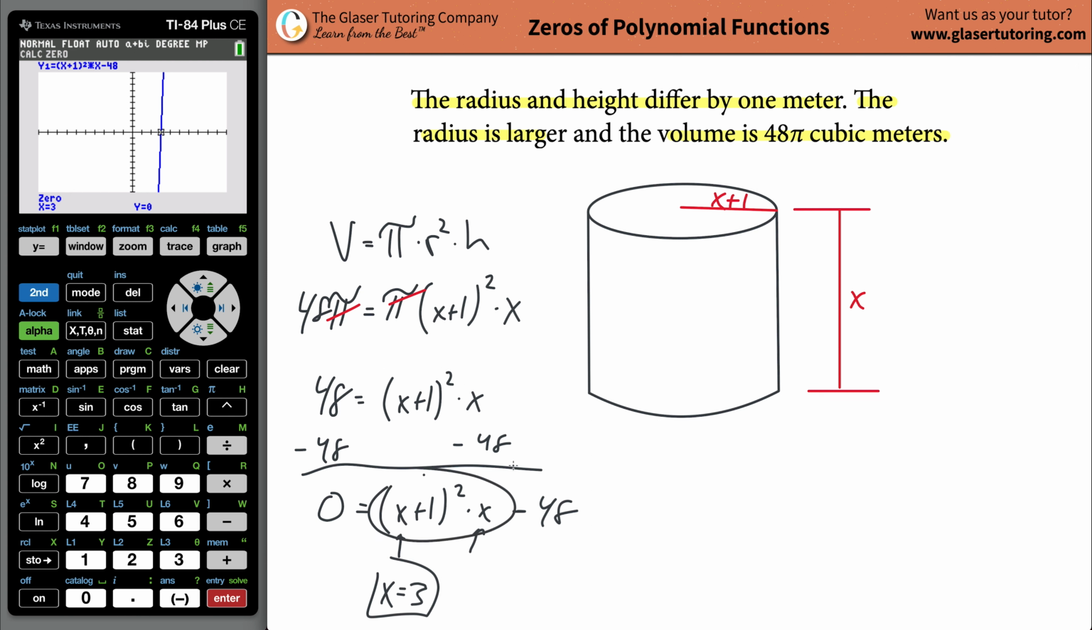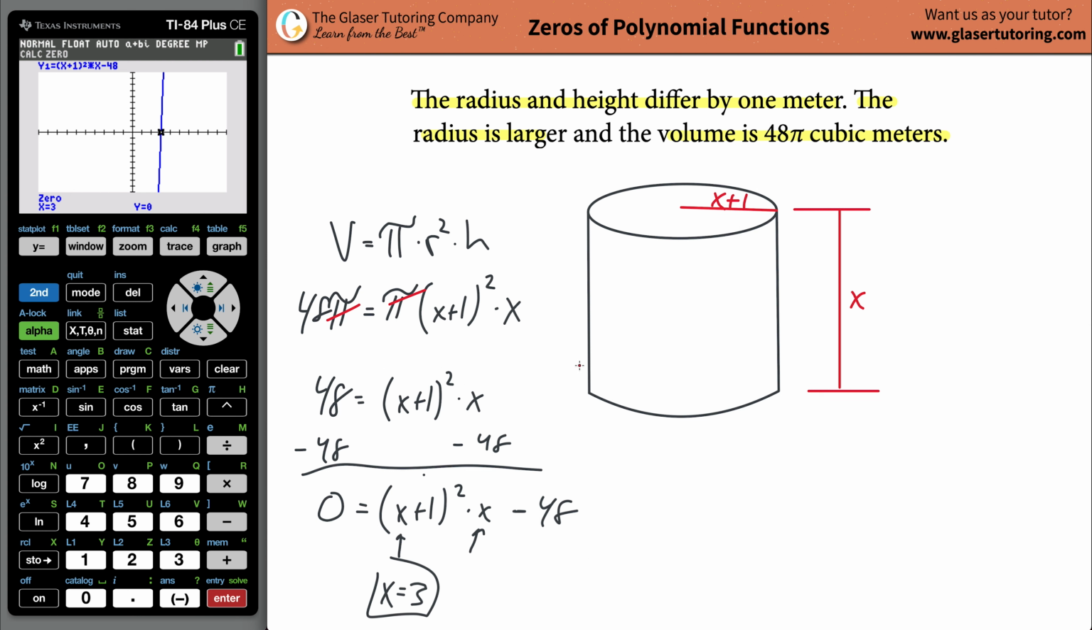And you can plug it in. Plug in 3. Or just do it in your head. So this is going to be 3 plus 1 is going to be 4. 4 squared is going to be 16, right? 16 then times 3 is going to be 48, and then minus 48, that's 0. There you go. You got it, right?